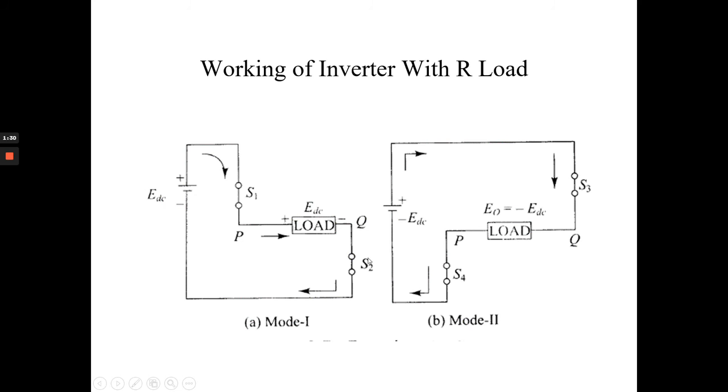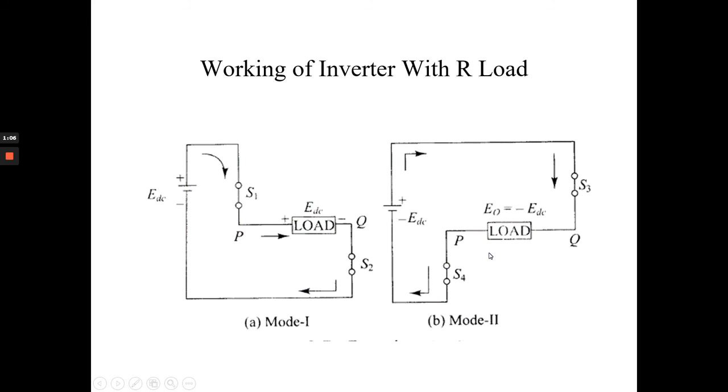At t equal to T0 by 2, transistors Q1 and Q2 are turned off and Q3 and Q4 are turned on. Now the load voltage is negative and the load current flows from right to left. The equivalent circuit for mode 2 is shown here.